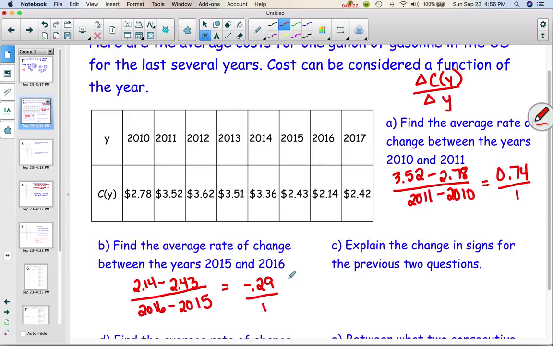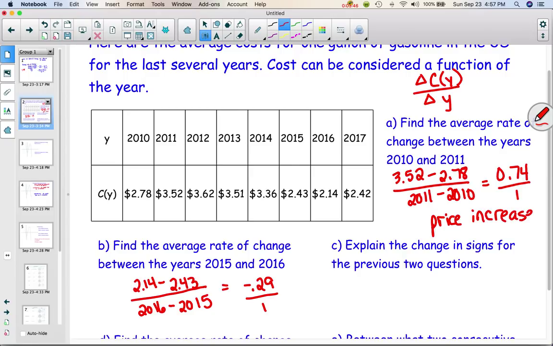My next question, explain the change in sign. So notice I got a positive answer here, and I got a negative answer here, and sometimes our slope is positive, sometimes our slope is negative. Well, in part A, notice that we had a price increase.